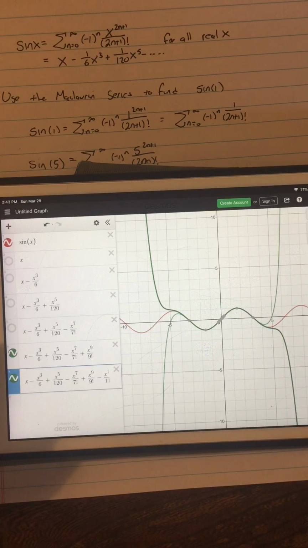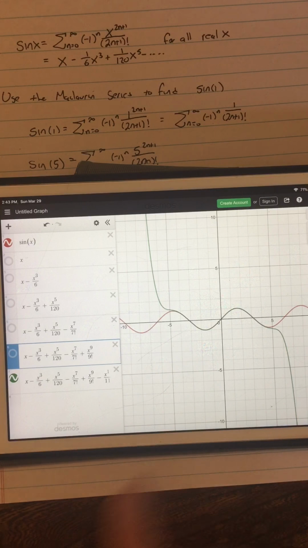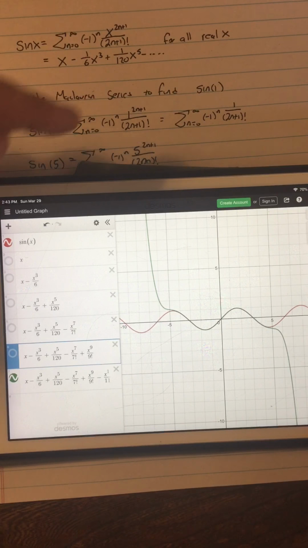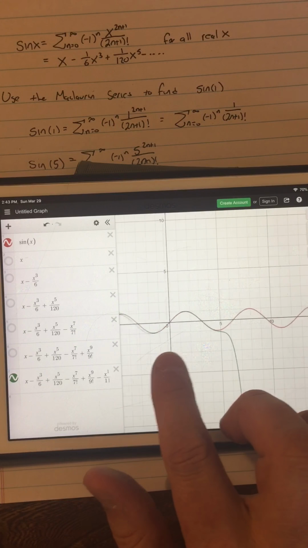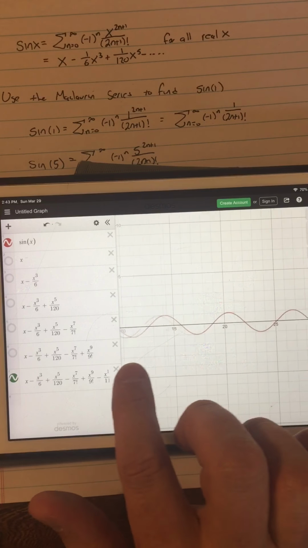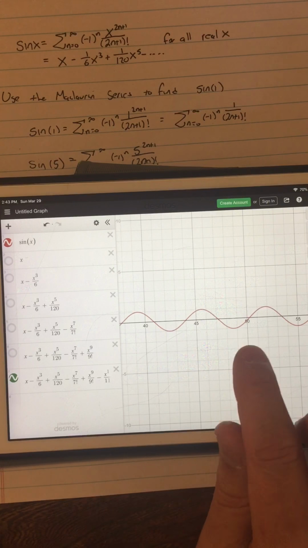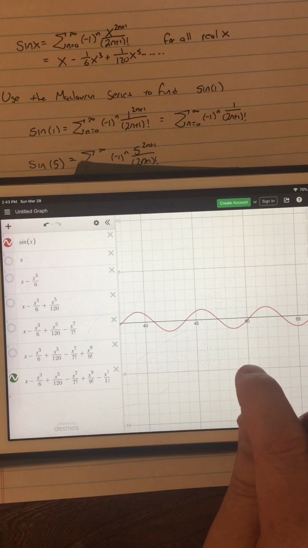I can turn them on and off just by clicking on the little graphy circle-y thingy here. There we go. So that's my 11th degree polynomial fitting into sine. You can see how it fits better and better. But you can also see that the farther I get from 0, it starts to completely go off, right? So when I was estimating sine of 50, I was way over here. So it was completely off. It was -4, so it was down here, all right?